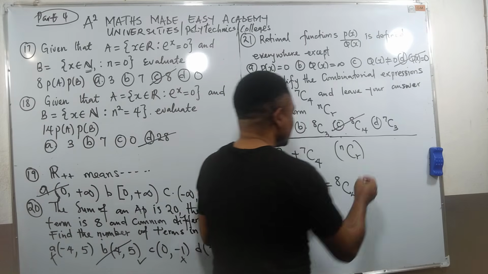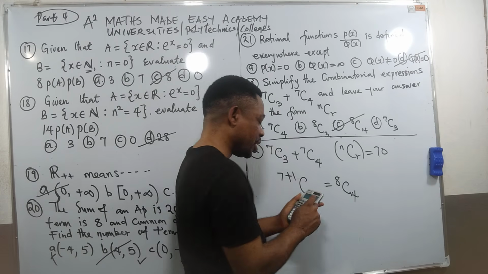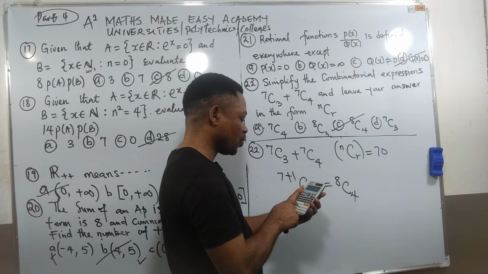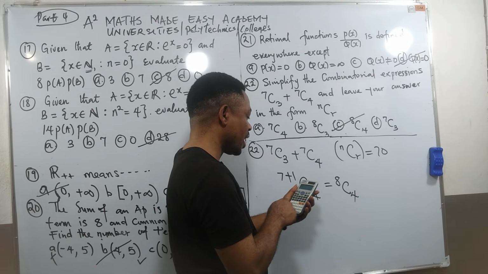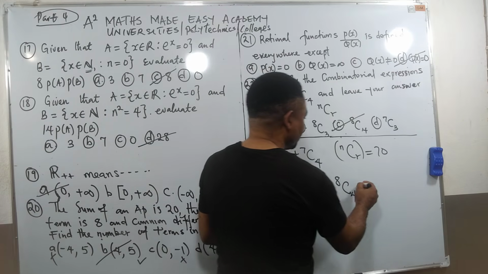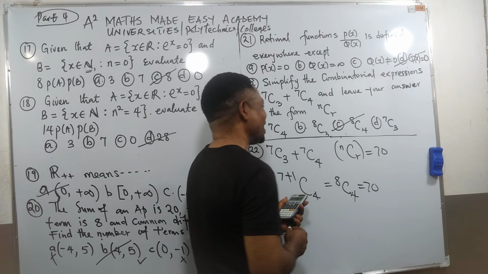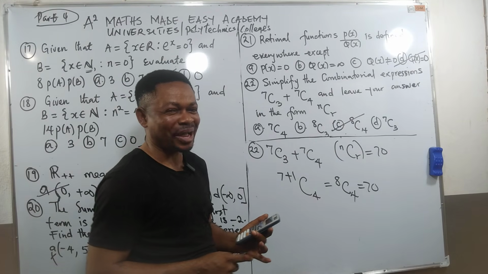So if you do that, the right answer should be 70. Now let's try 8 combination what? 4. Are you there? Punch 8, shift, divide. Are you with me? Then punch 4. Punch equal to. Can you see it has still given me 70? So which means the correct answer is option what? C.